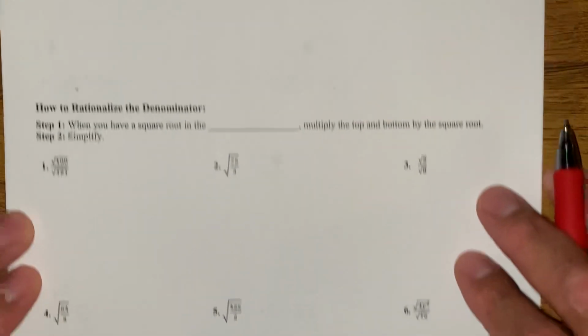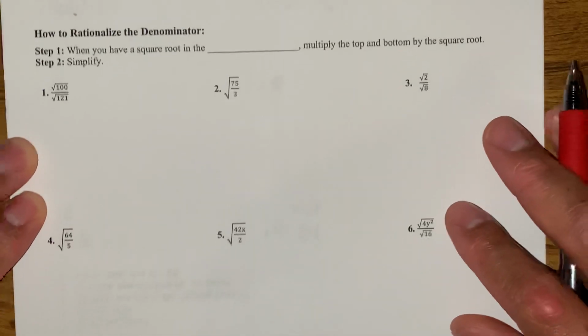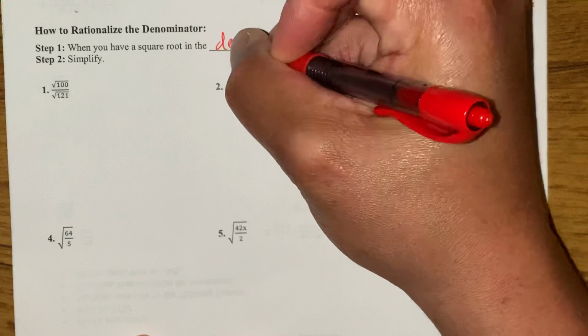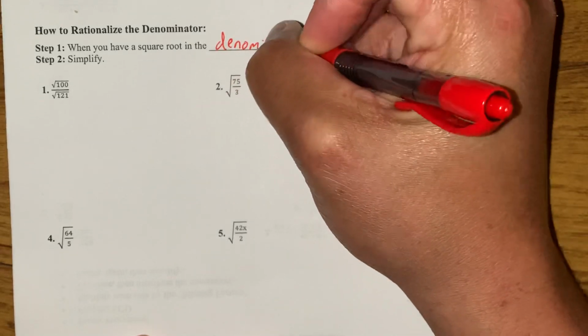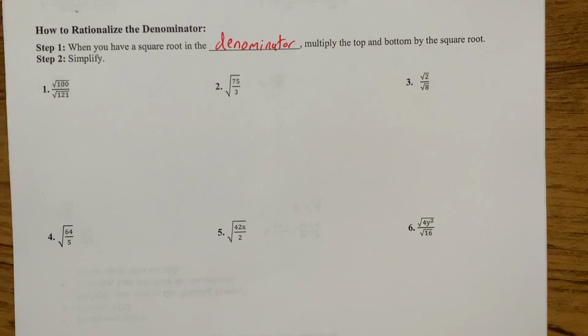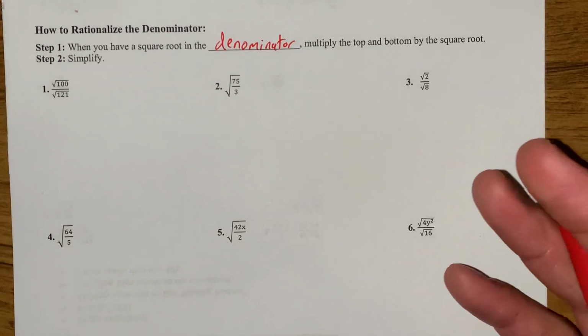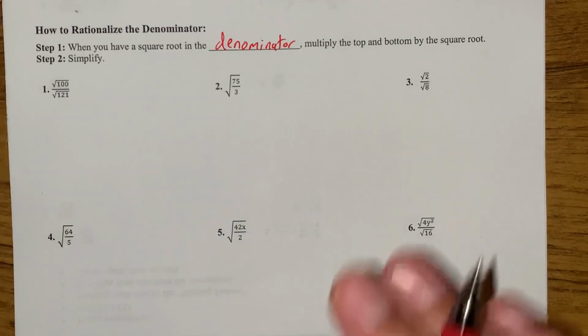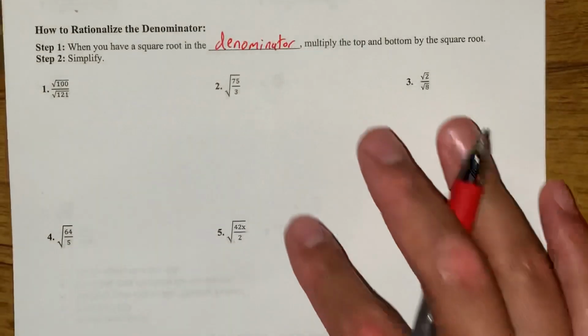Now, how to rationalize the denominator. Step one, when you have a square root in the denominator, multiply the top and bottom by that square root. If you multiply the square root of 3 times the square root of 3, you get 3. So the square root sign just goes away, but anything we do to the bottom of the fraction, we have to do to the top, and that's where that's coming from. So a lot of words. Let's see what it actually looks like in practice.